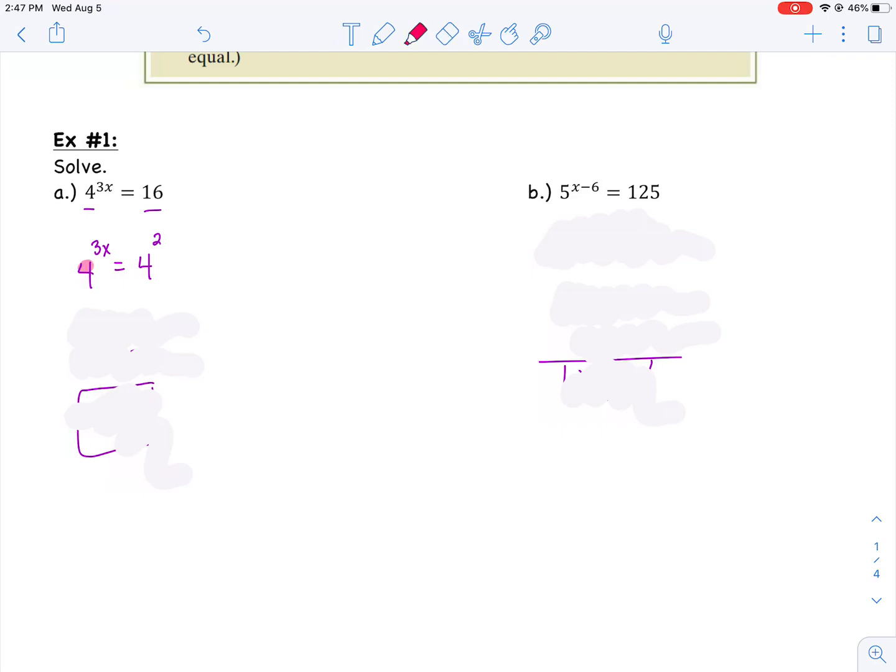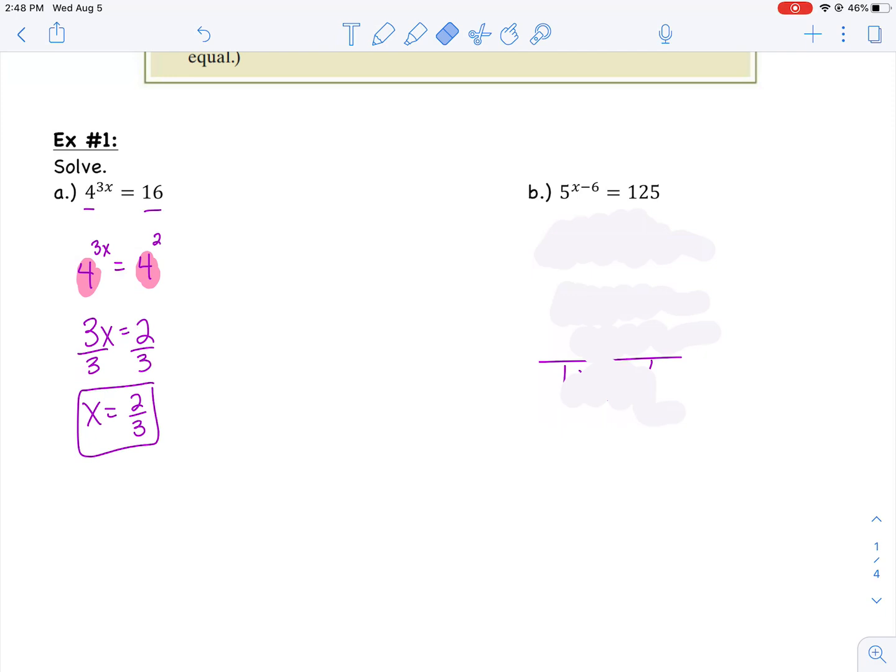But if you look now, our bases are exactly the same. And since our bases are the same, then our property says that our exponent should be the same. So I should be able to say now that 3x is equal to 2. That now helps me get an equation that I can solve. I can divide both sides by 3, and I can say that x equals 2/3.